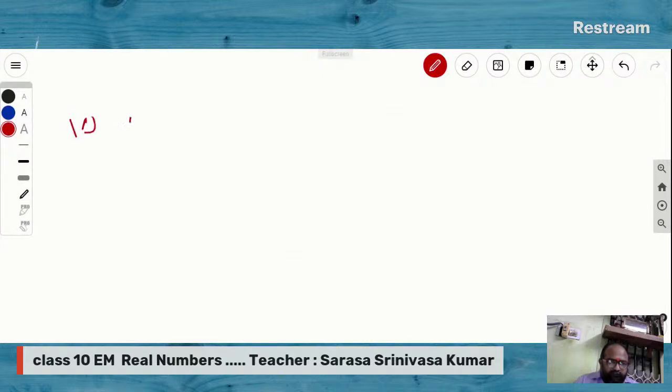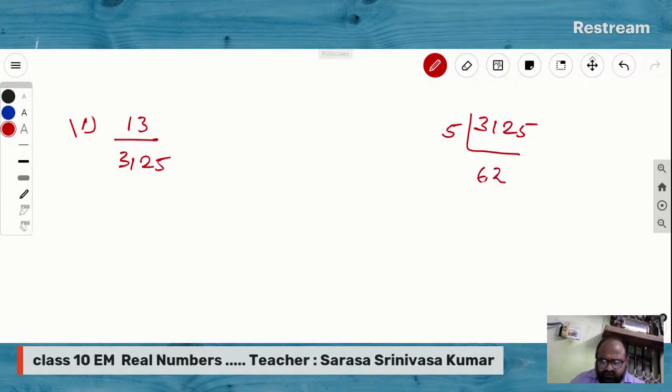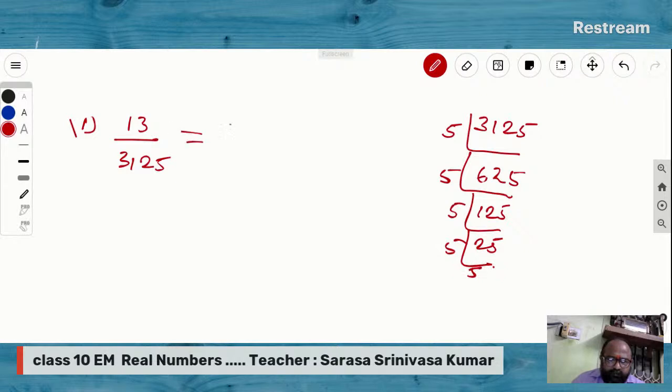The first problem is 13 by 3125. Now I find prime factors for 3125. 5 into 3125, 5 625s, 5 125s, 5 25s, 5 5s. So this is equal to 13 by 5 power 5.